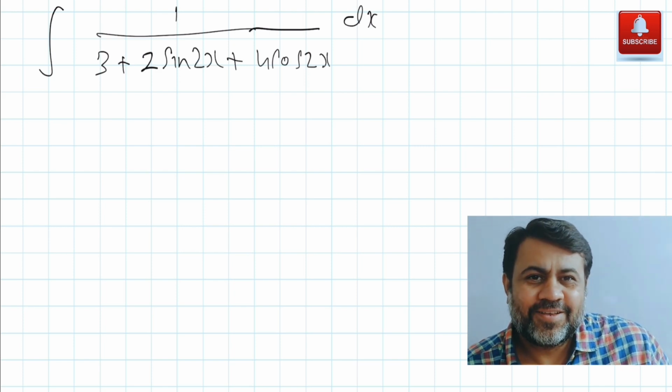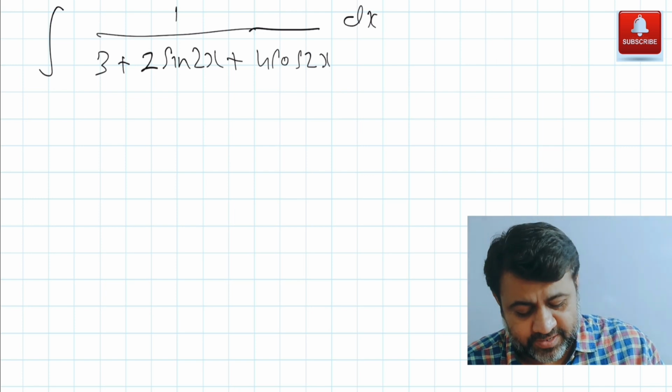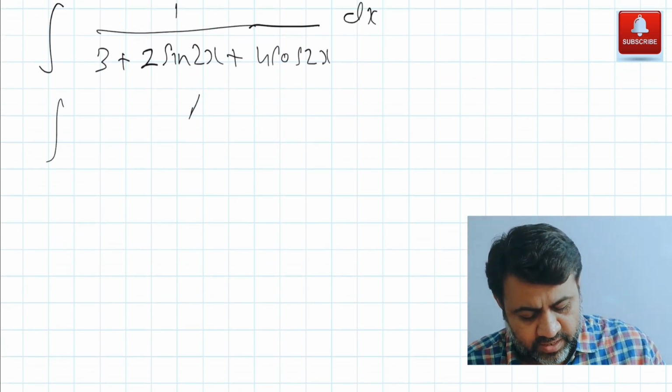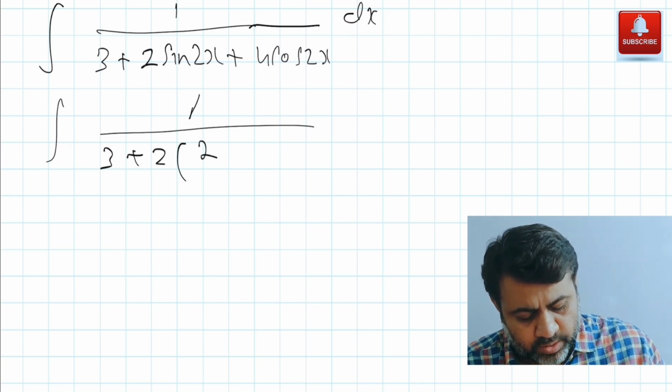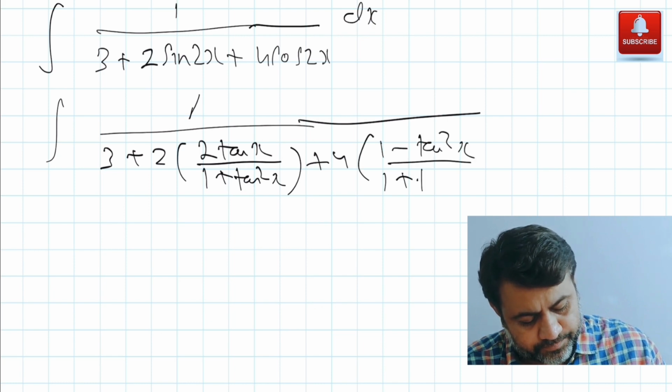So sin 2x, what is the formula for sin 2x? 2 tan x by 1 plus tan square x. Let's see what is happening here. I'll basically follow the same method. We get 3 plus 2. I just write the value of sin 2x, that is 2 tan x upon 1 plus tan square x, and cos 2x as 1 minus tan square x upon 1 plus tan square x.